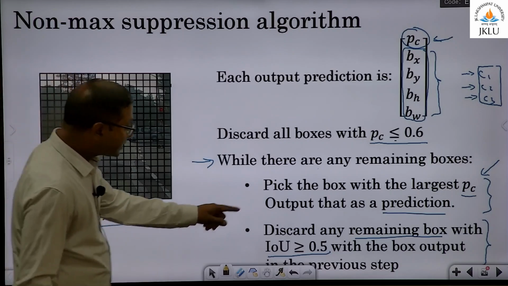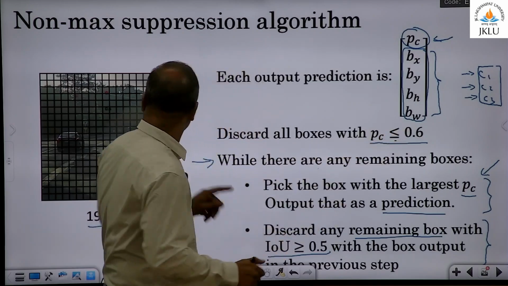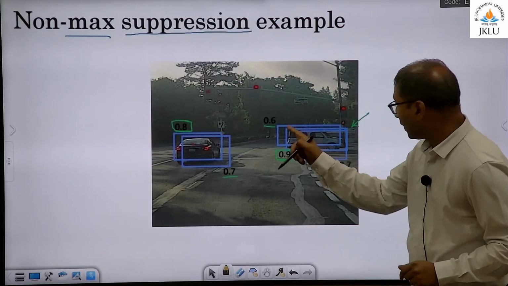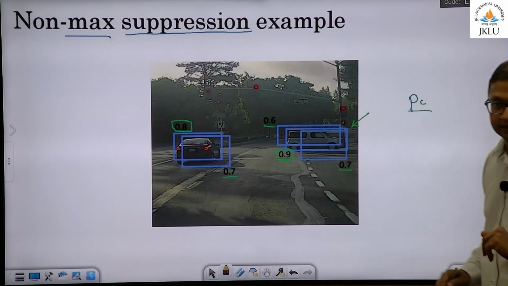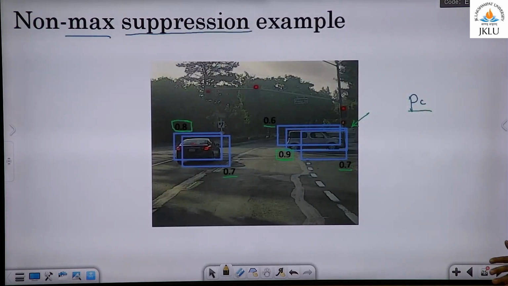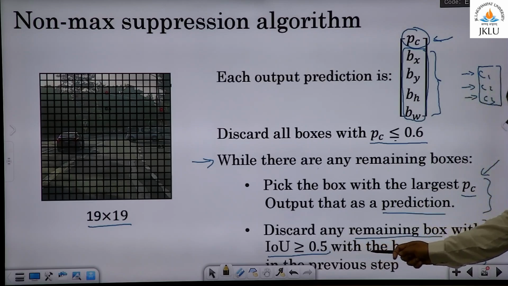Okay. Discard, but you can still have, like in this case, 3 bounding boxes with PC greater than or equal to 0.6, and they are all detecting the same object. So discard any remaining box with an IOU greater than 0.5 with the box output in the previous step, and you are done.